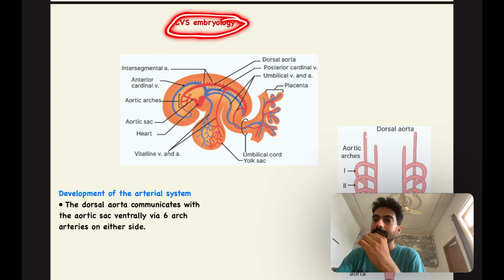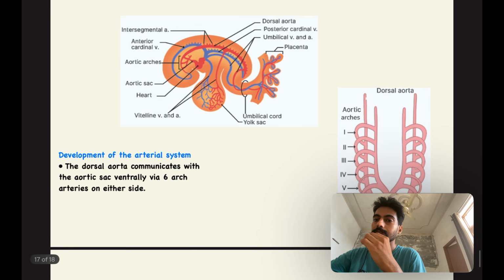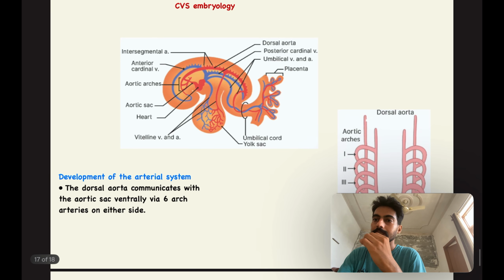Now let us start with CVS embryology. So, cardiovascular system embryology. In this diagram, this is the transverse section of our embryo. As you can see, here is our heart, and here is our arterial system, which is these aortic arches. This is our aorta, and this is our venous system.